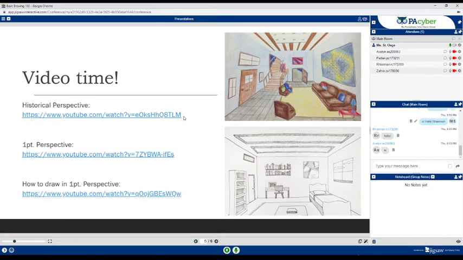Okay, so what we're going to do is watch a video about the historical perspective, which goes into more detail. Then we're going to talk about the one-point perspective and the two-point perspective.